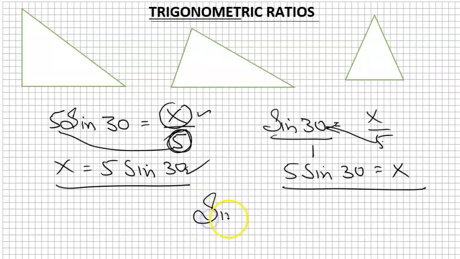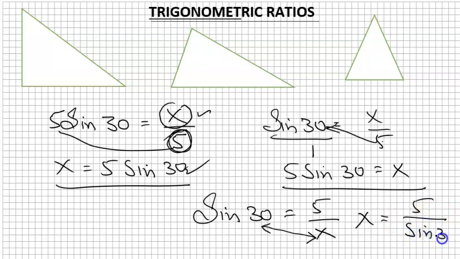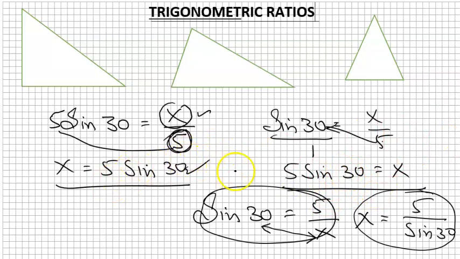Suppose the question is sine 30 is equal to 5 over x. This is very easy. You just replace these places. You will write x is equal to 5 over sine 30. So it will be easy for you, and then you can use the calculator. Now we are going to use this knowledge to solve the questions.